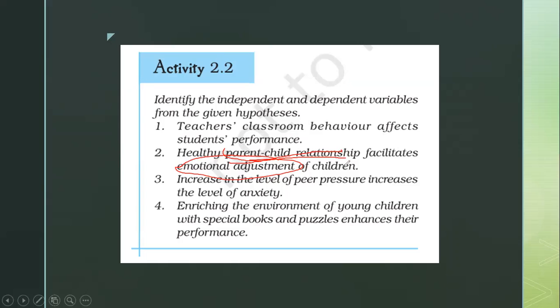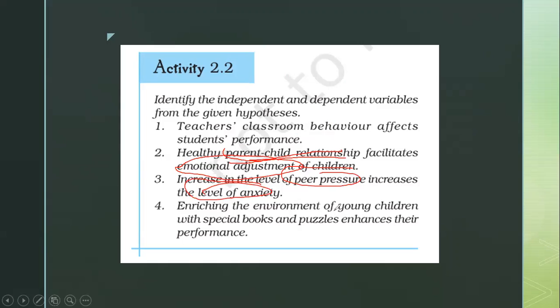Okay, try to identify that. Increase in the level of peer pressure. So if you change the level of peer pressure, the level of anxiety differs. So what is the dependent variable and what is the independent variable?